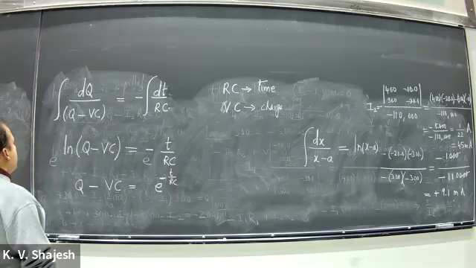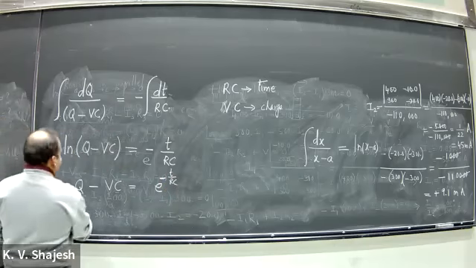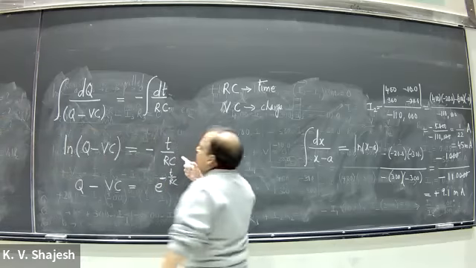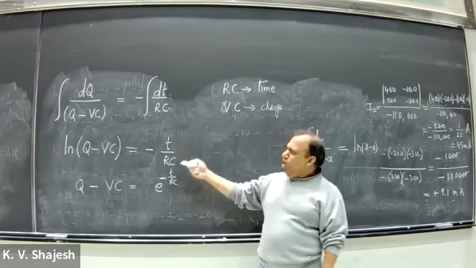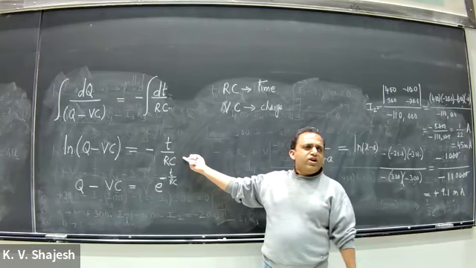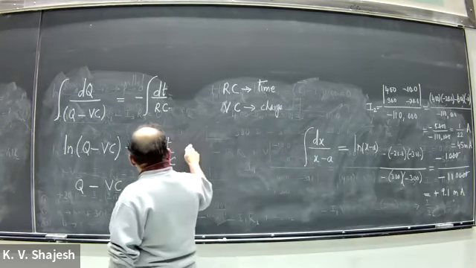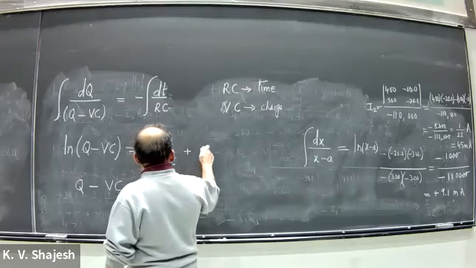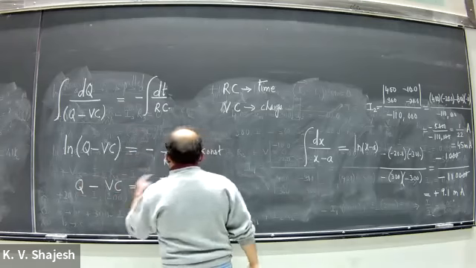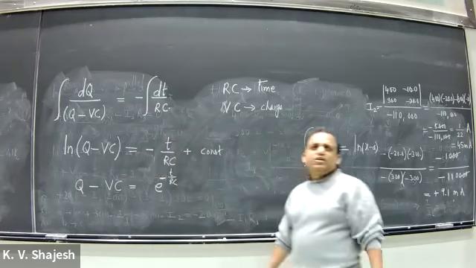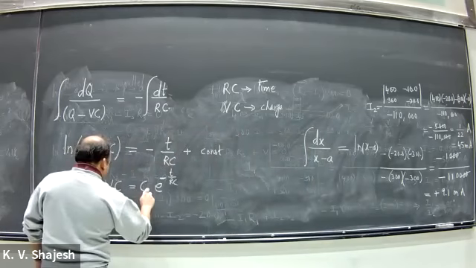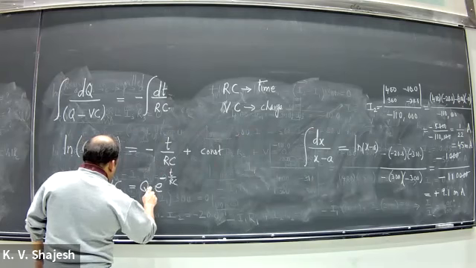Did I miss something? When I integrate, there is always a constant that I miss. If you're doing an indefinite integral, you have a constant there. When I take the exponential, this becomes an exponential of the constant. That's a new constant, and let me call that constant Q naught.